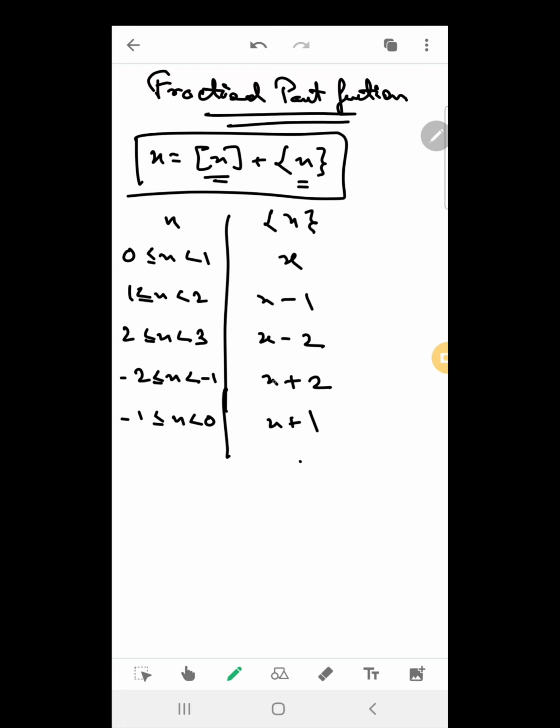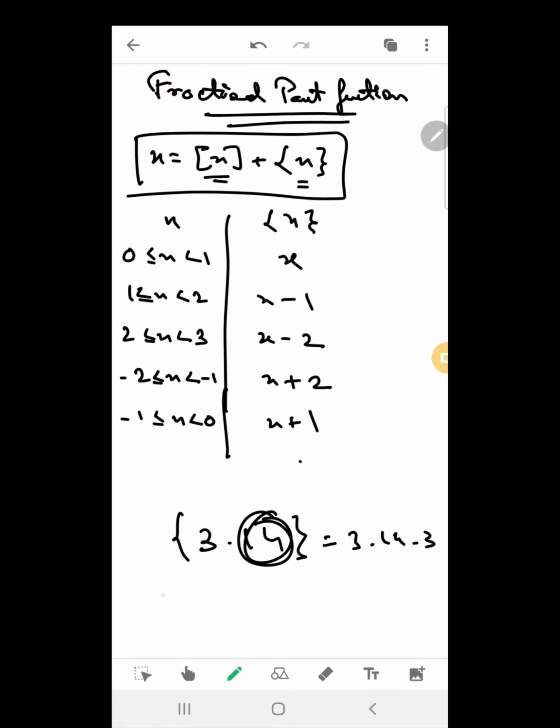Clear? So let me explain the tabular form. Suppose you have 3.14, so you just need the 0.14, right? So the fractional part of 3.14 will be 3.14 minus 3, because you just need 0.14 and then you are done. Getting my point? Clear? This is the fractional part function case. You just need the decimal portion.